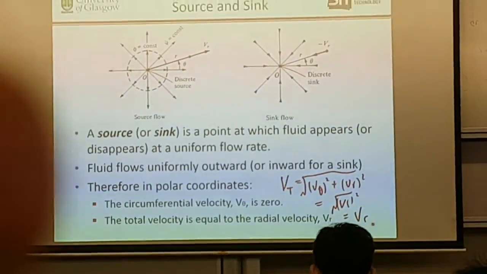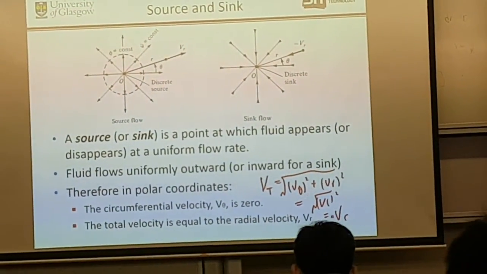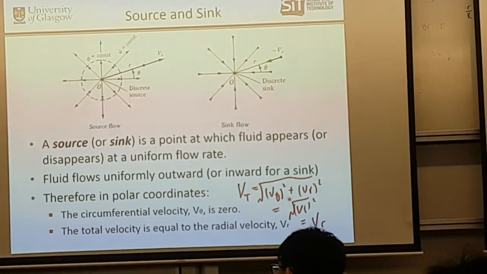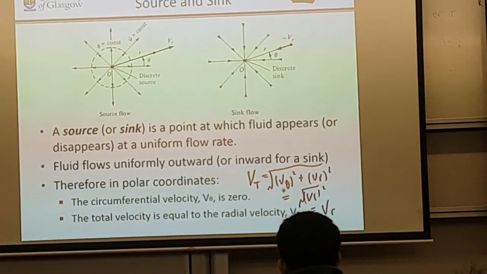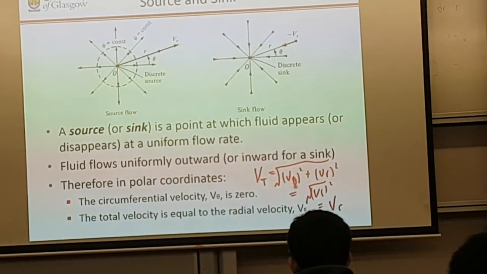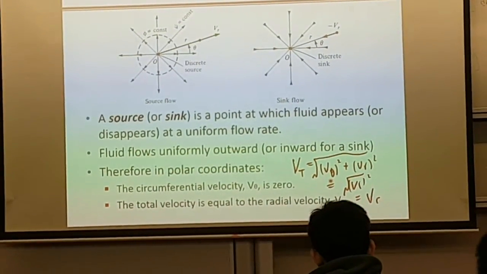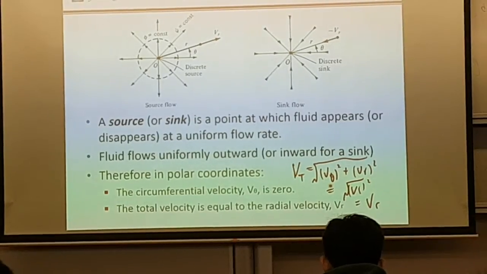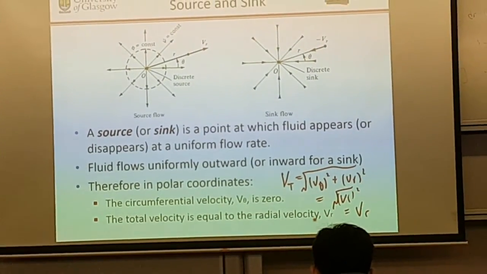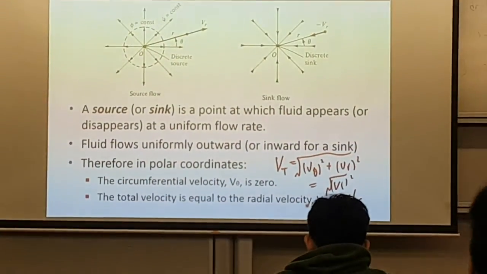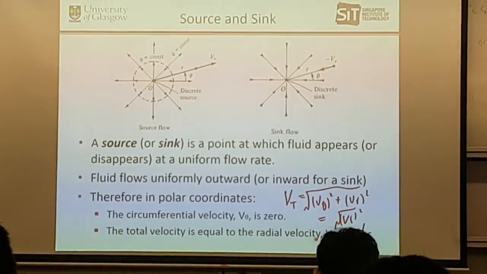Understand? But if I have a flow that's superimposed together, that means I have a uniform flow plus a source flow or sink flow, I cannot assume that the v theta is 0. So just for an individual flow, we can assume that this is equal to 0. Can I move on?